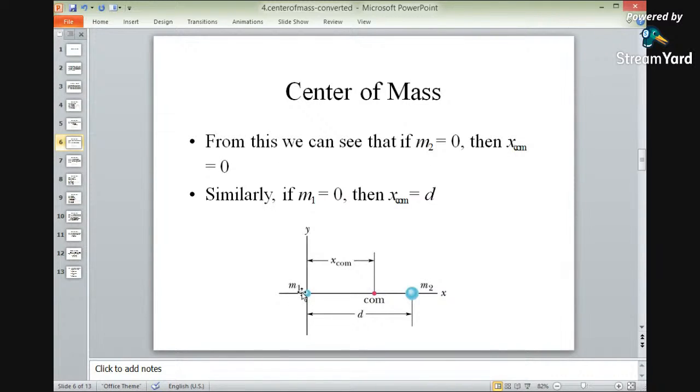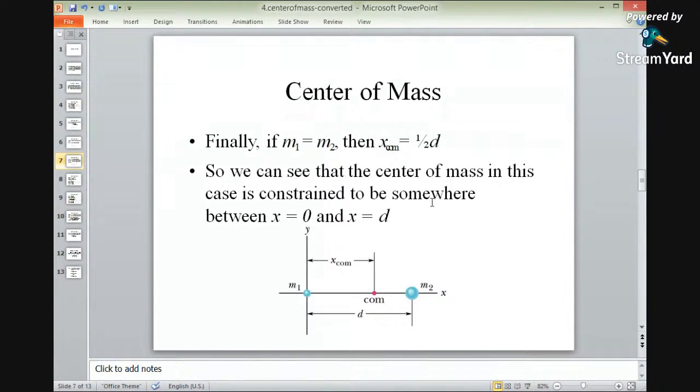Similarly, if m1 is not taken into consideration and m2 is available, that means along this axis m1 is not considered, but m2 is available. There is an m2 mass, and it is separated by a distance of d. So then the x distance along this x and y axis will be d.